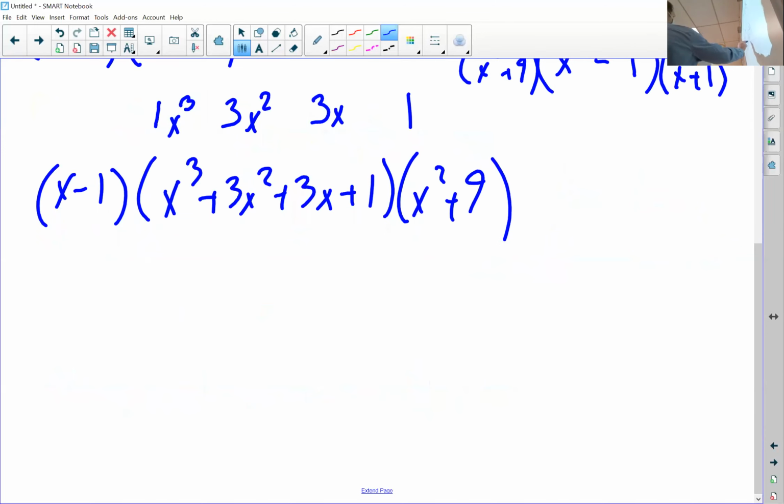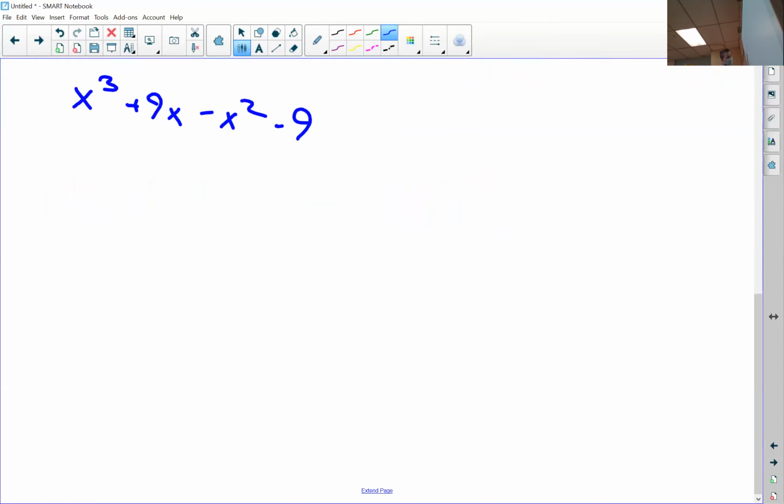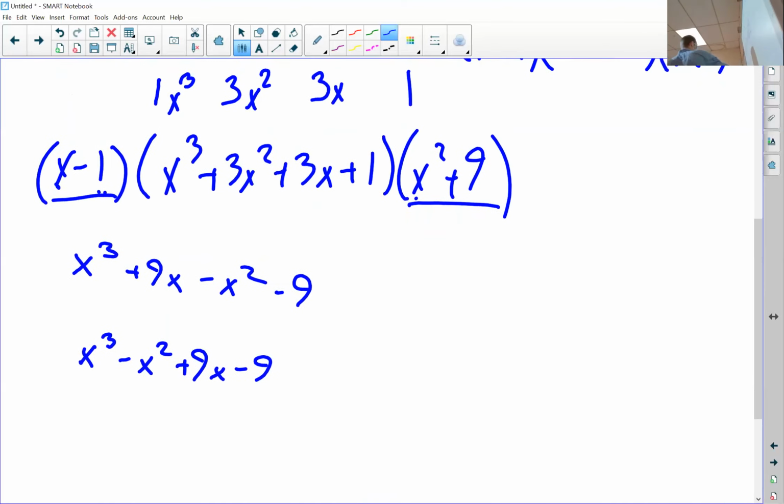So back over here, notice how I have 2 things times 2 things. Let's FOIL those 2 things to make them one thing now. So x times x squared. Outside, plus 9x. Inside. And last. So now I'm going to rewrite that in order. But don't I also have this other piece?